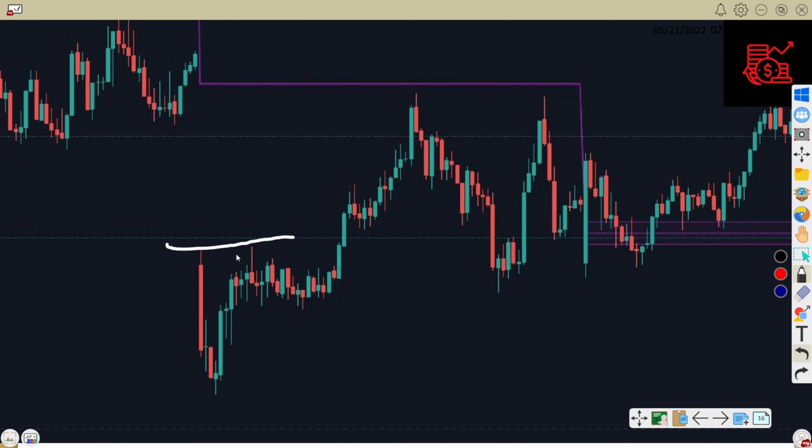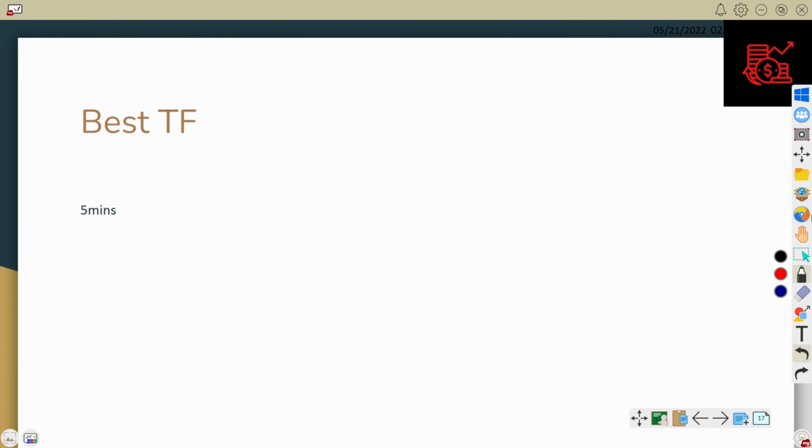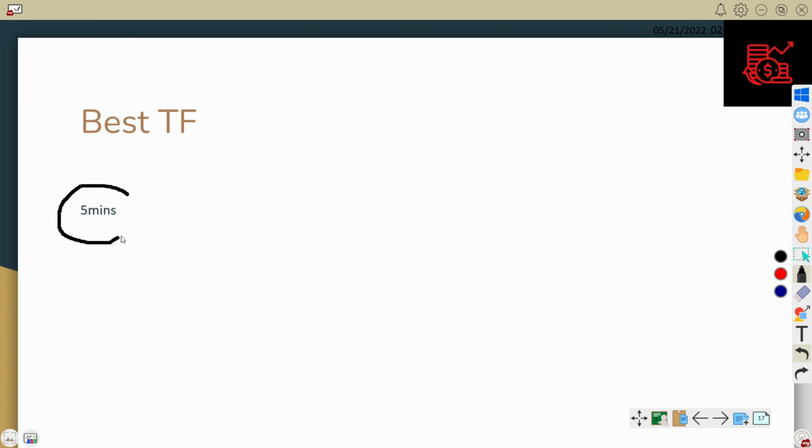Here also we got the market trying to go down, but it came up to almost test the CPR, failed, and again came to test the CPR. The best time frame I would use CPR on is 5 minutes. 5 minutes is the best time frame to use the CPR.